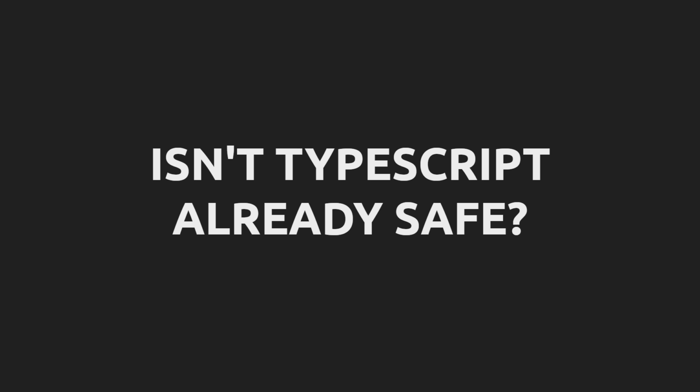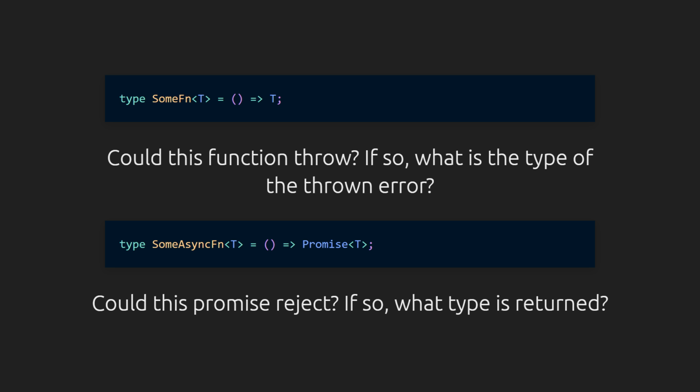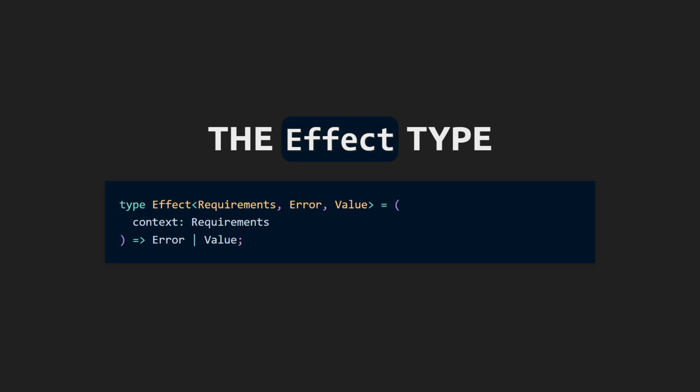Let's start with type safety. What's the problem with these two types? They're only generic over one parameter. TypeScript gives us the illusion of safety, but once things go off the happy path, you're left completely in the dark. I am here to tell you that it doesn't have to be that way. The effect type is the core of the entire effect ecosystem. Although the actual implementation is a bit more complex, it can be helpful to think of an effect as a function that takes in its requirements as arguments and returns either a value or an error.